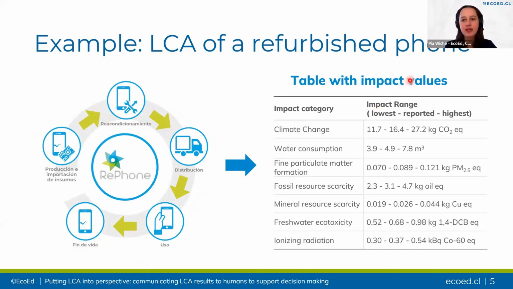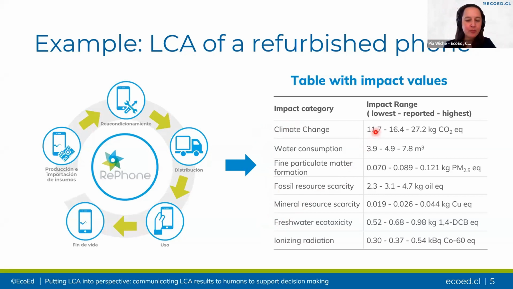And here's the table with the impact values. So we have the regular stuff, right? The things that we know about: climate change, water consumption. We use ReCiPe for this one. So mineral resource scarcity and ionizing radiation. And this one, the one at the bottom, sounds kind of dangerous, right? Because fossil resource scarcity is like, okay, I can totally relate to this one. But then ionizing radiation is like, whoa, this is radioactive. And that was very, very fun to work with.